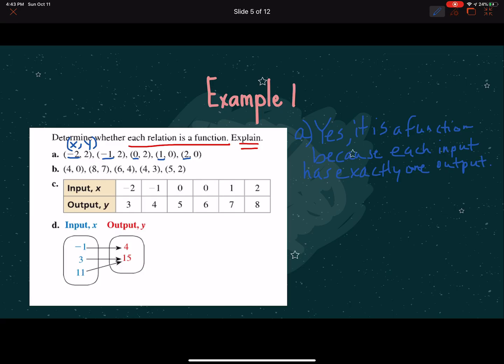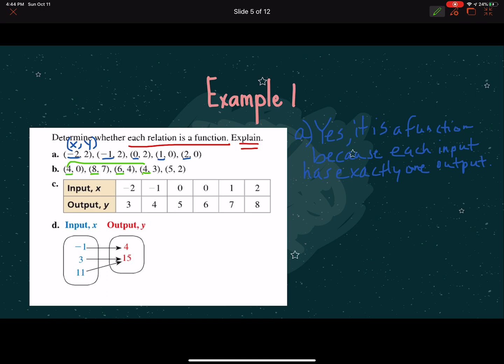Okay, let's look at example B. Example B also has a listing of ordered pairs. Let's focus on our x and go through each of these ordered pairs and see if we have anything being used with more than one output. So in the first one we have 4 as our x value or input. The second one has 8. So far so good. The third one has 6. The fourth one has 4. Wait a minute. Didn't we already have a 4?